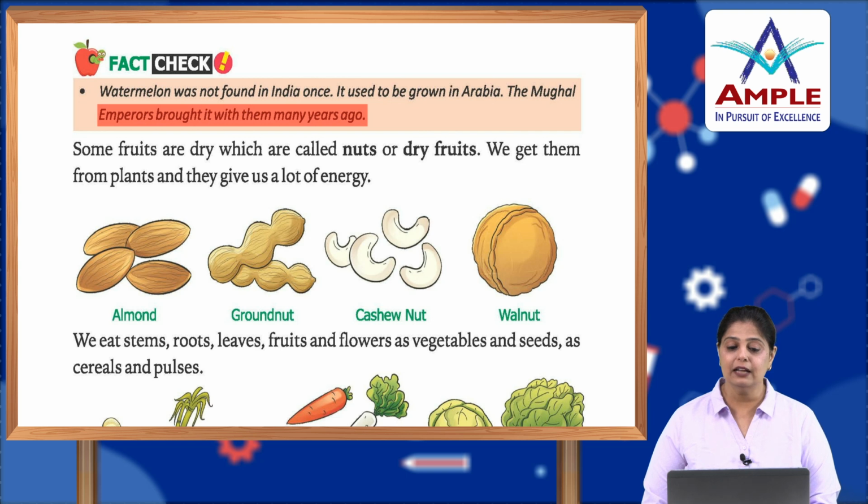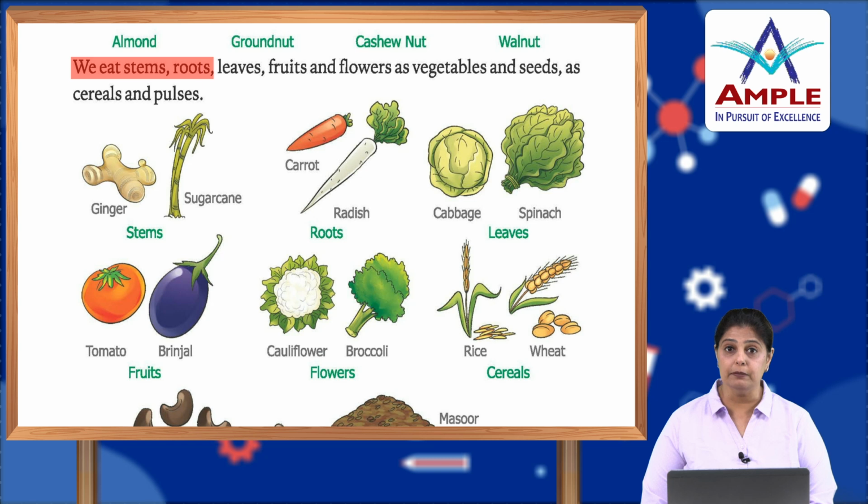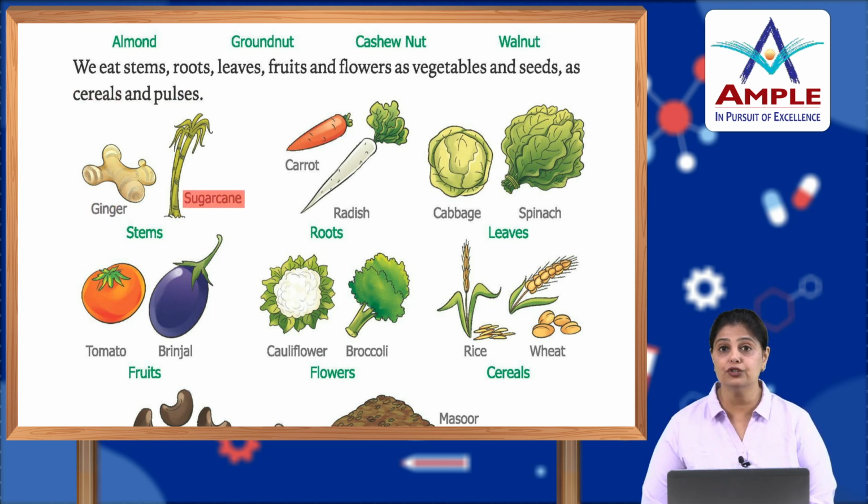Now there are some fruits which are dry and thus they are called nuts or dry fruits. We get them from plants and they give us a lot of energy, like almonds, groundnut, cashew nut or walnut. These are the different types of nuts or dry fruits that we eat. We eat stems, roots, leaves, fruits and flowers as vegetables and seeds as cereals and pulses. Ginger and sugarcane are the stems.